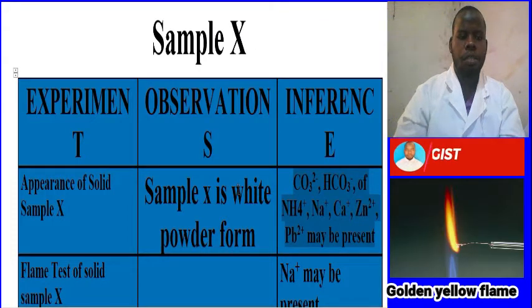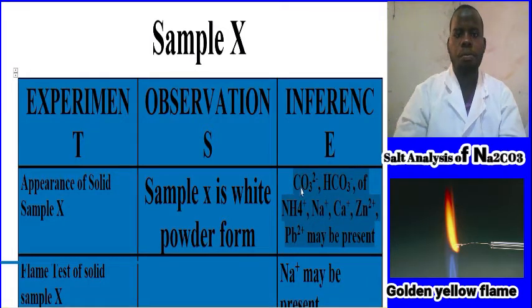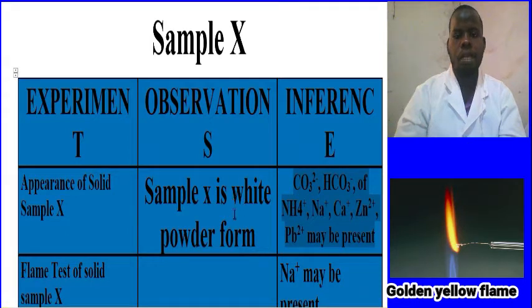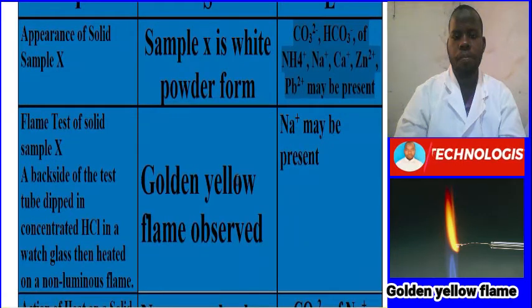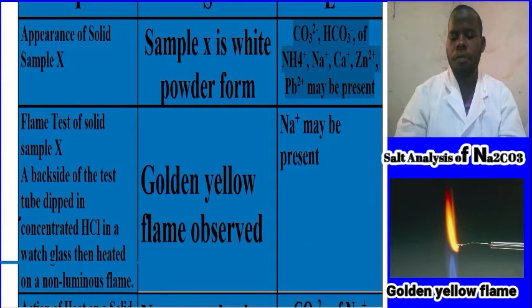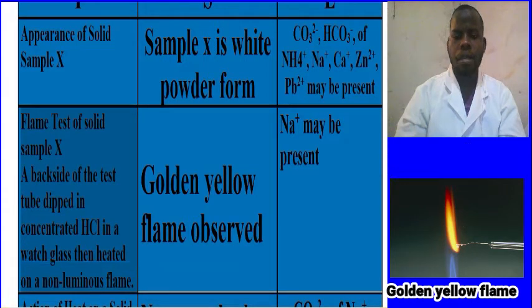In the case of the flame test, you are supposed to perform it in this way. You can use the backside of a test tube, or you can use a nichrome wire. In my test, I used the backside of a test tube, dipped in concentrated hydrochloric acid in a watch glass and then heated on a non-luminous flame. Observation: golden yellow flame observed, and the inference is that sodium ion may be present.